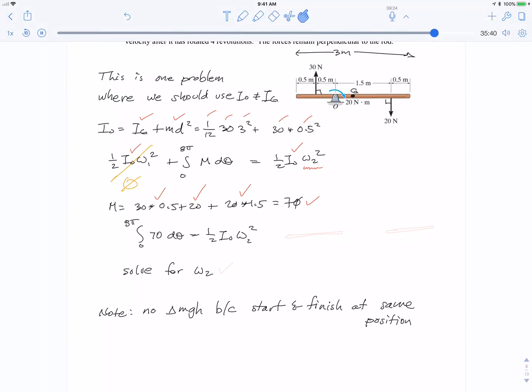And so the integral of 70 from 0 to 8 pi, so it's 70 times 8 pi, equals 1/2 I omega squared, and you can solve for omega 2. Now, there is no mgh in this problem because before it starts here, and after 4 complete revolutions, it ends horizontal as well, so the mgh is the same before and after, it's 0. So this is the solution to the problem.